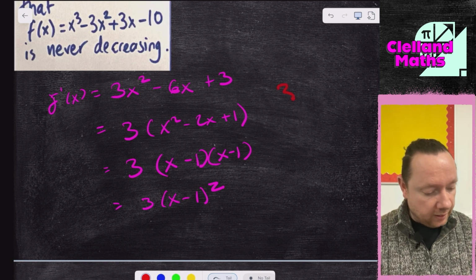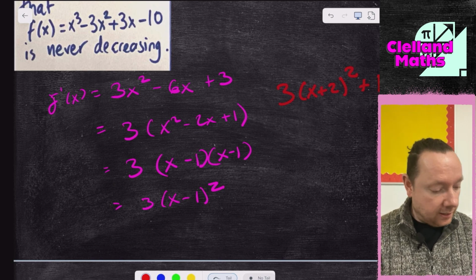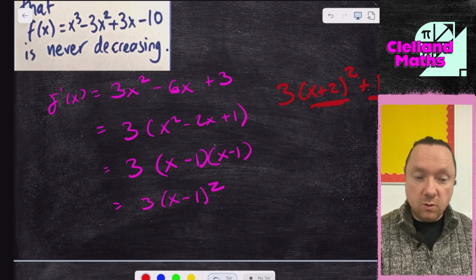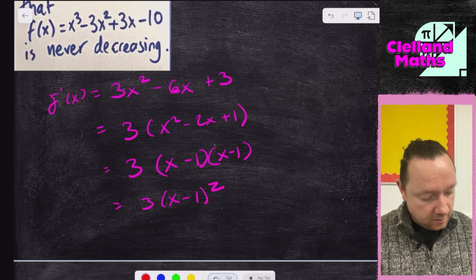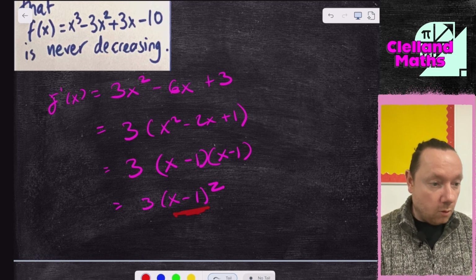Because imagine you had 3x plus 2 squared plus 1. Then what you would have here is that's always positive, plus a positive number is always positive. So as long as you're not taking away anything. So we've got anyway 3x minus 1 all squared. Well, that is always positive.